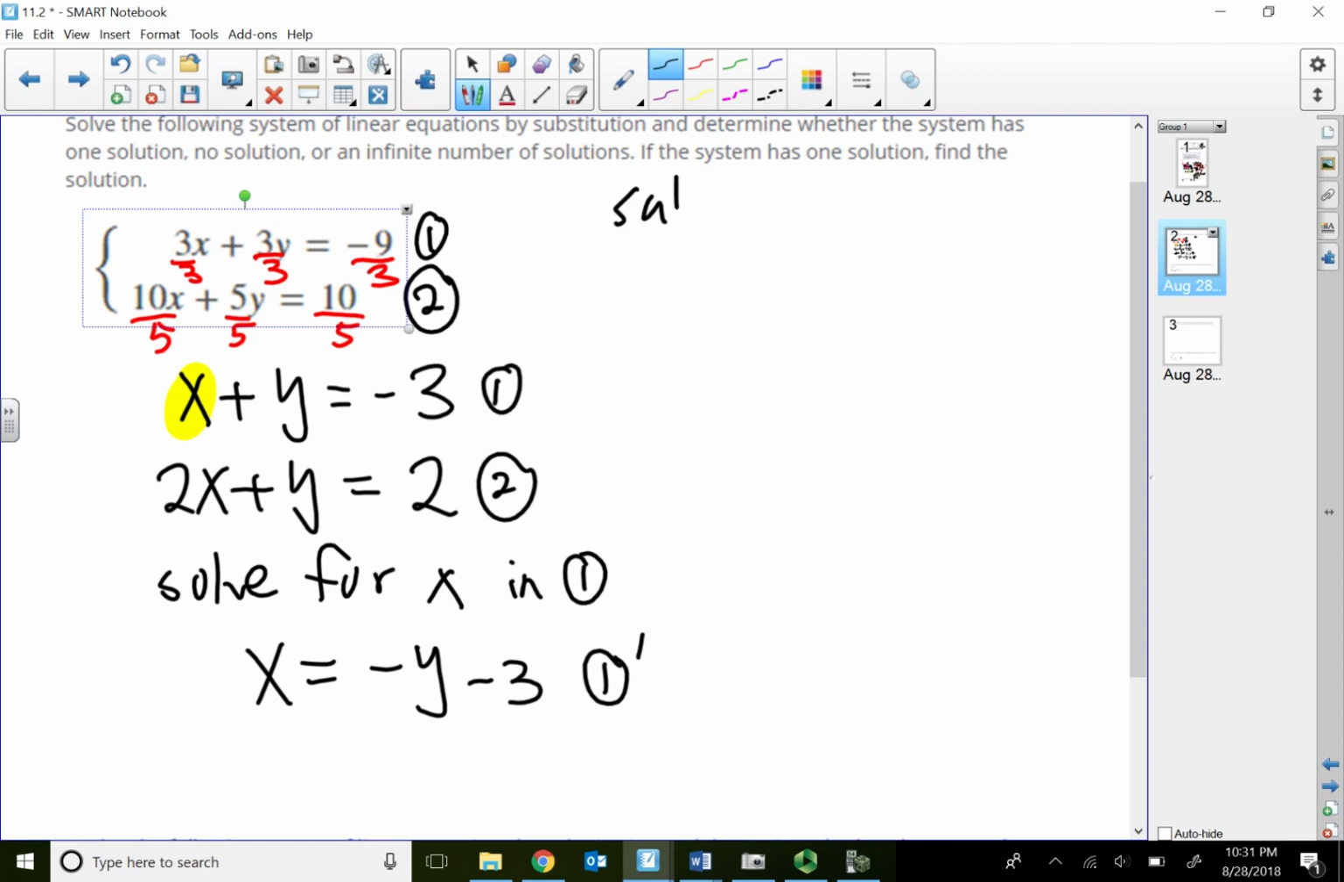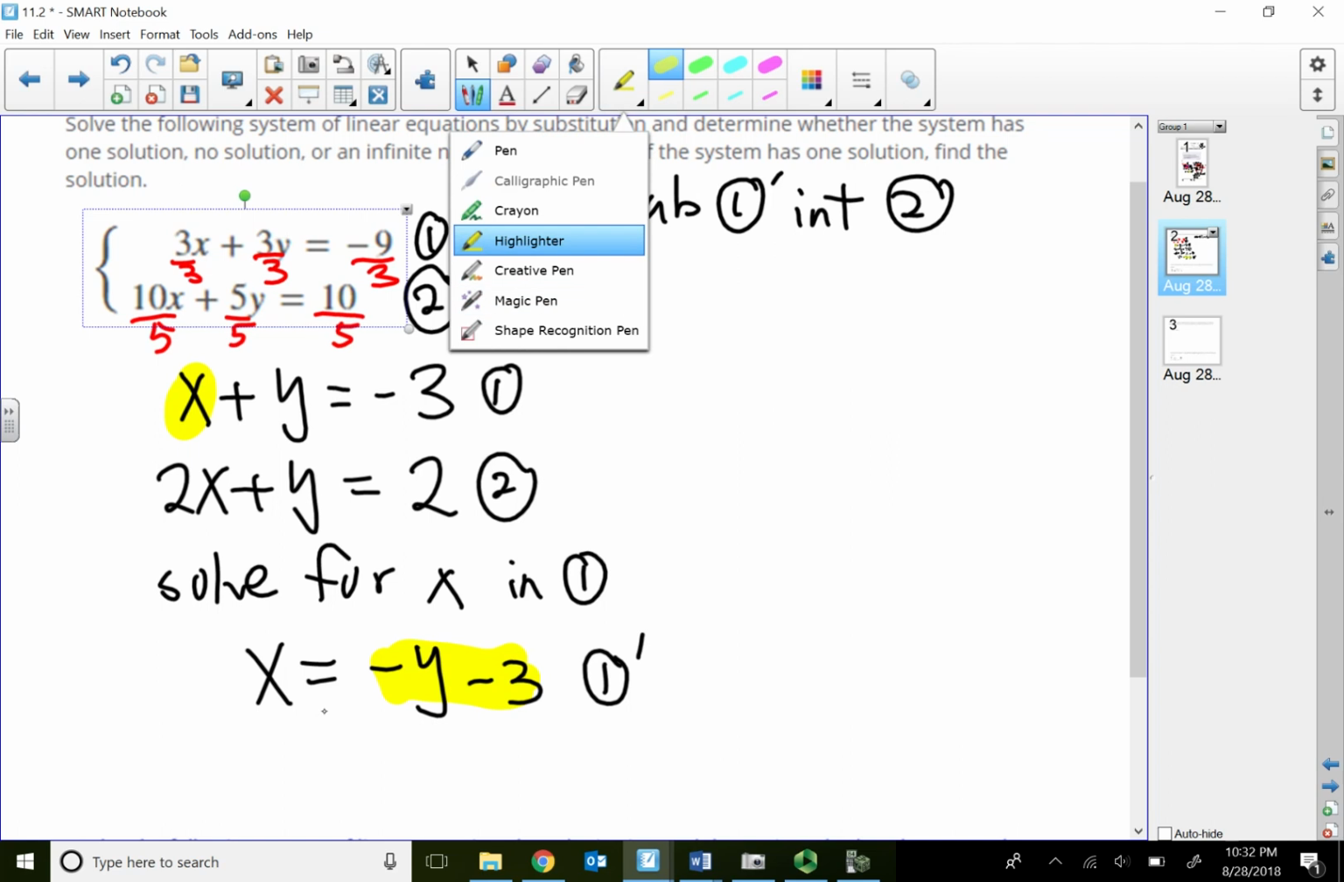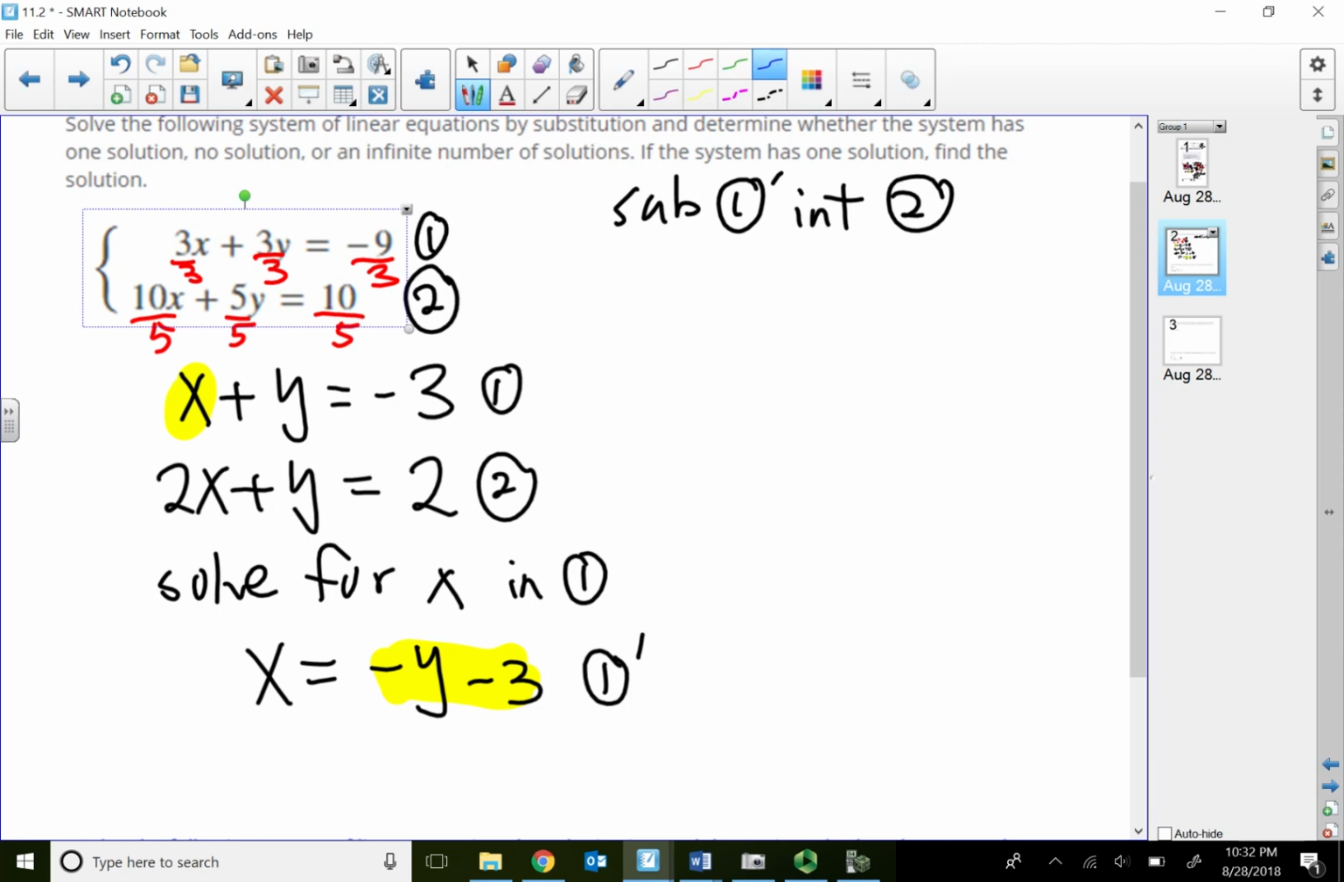Now I'm going to sub my first equation prime into the second equation. And what am I subbing for? I'm taking these two terms, substitute for x. Right? That's why I solve for x, so I can substitute into x for the second equation. Okay, so my second equation normally says 2 times x. Now that 2 will times these two terms, negative y minus 3. Two terms representing one variable or one thing, put them in the parentheses. Now the rest of my second equation says positive y equal to 2.